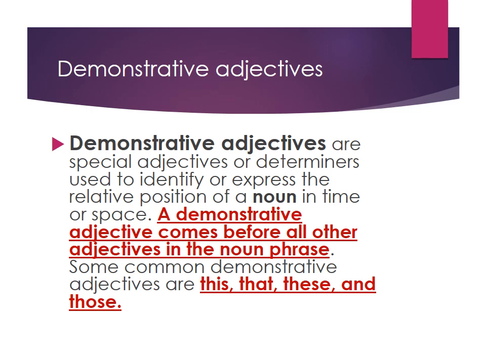Okay, what are demonstrative adjectives? They are the special adjectives or determiners used to identify or express the relative position of a noun in time or space. A demonstrative adjective, where does it come? It comes before all other adjectives in the noun phrase. There can be more than one adjective in a sentence, and the demonstrative adjective always sits before the other adjectives in the noun phrase. Some examples of demonstrative adjectives are this, that, these, those.